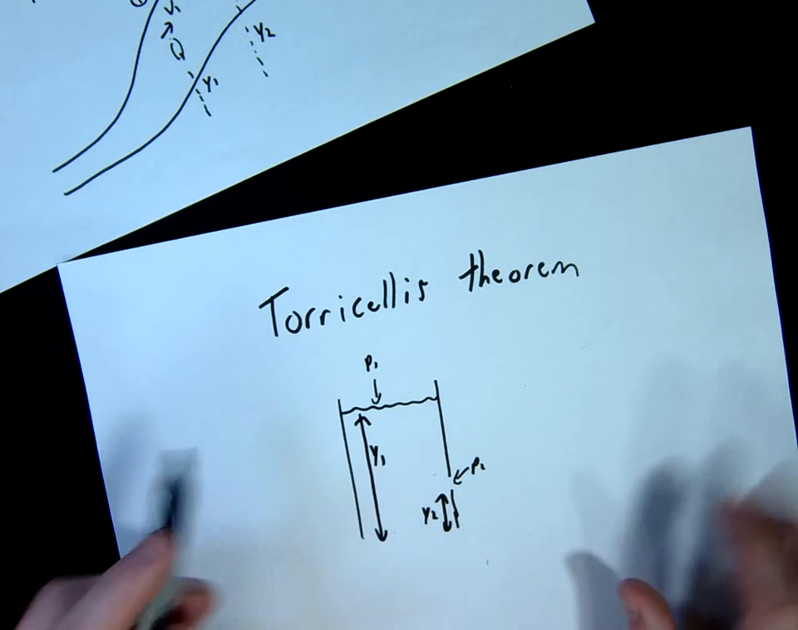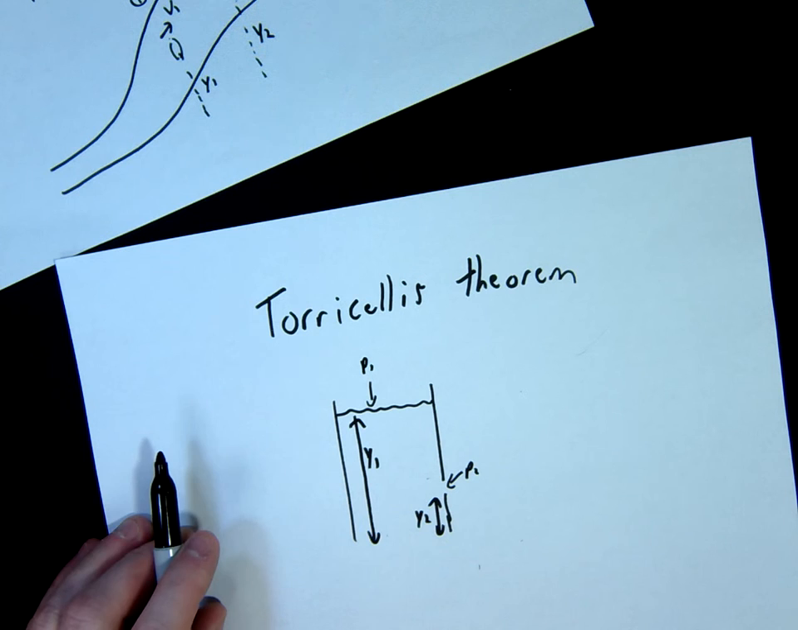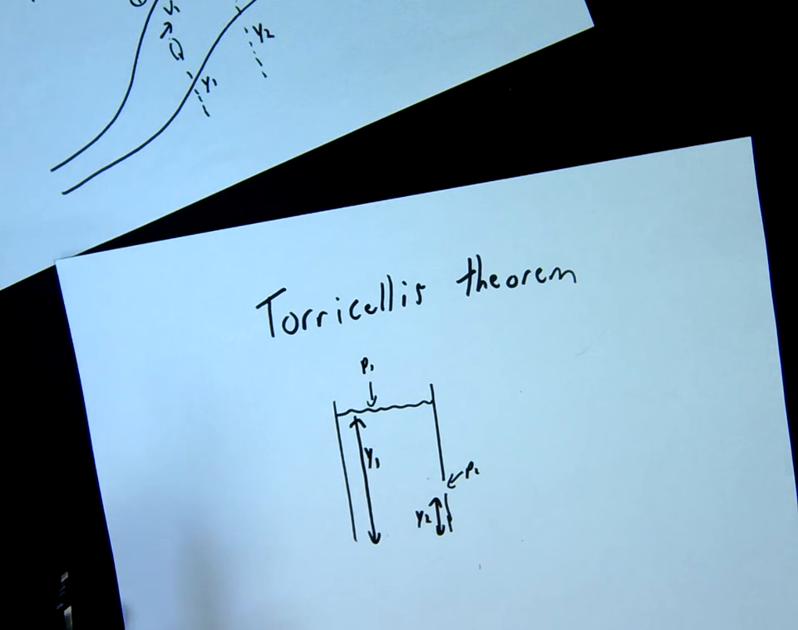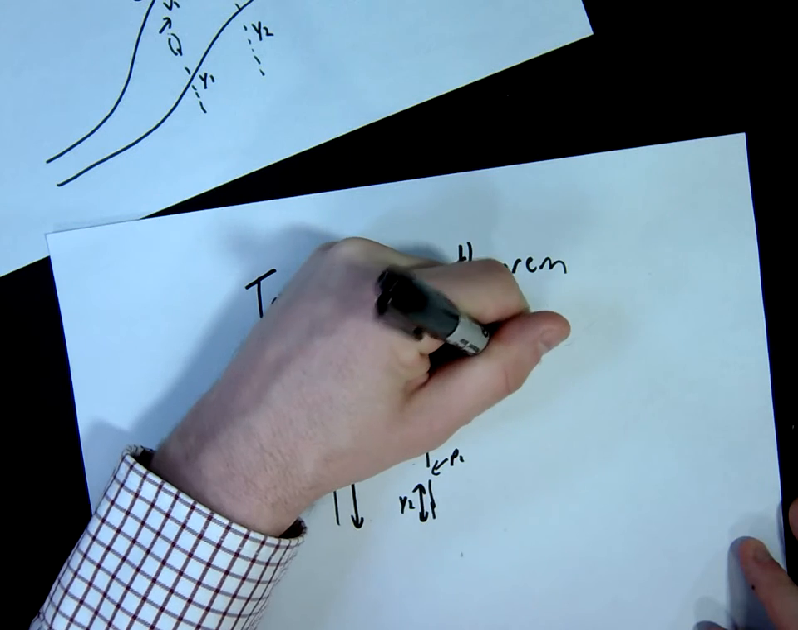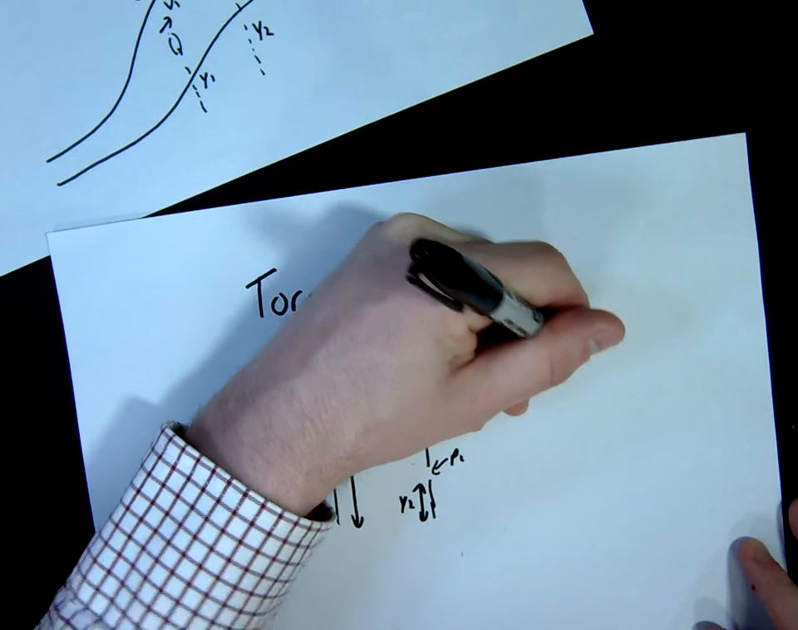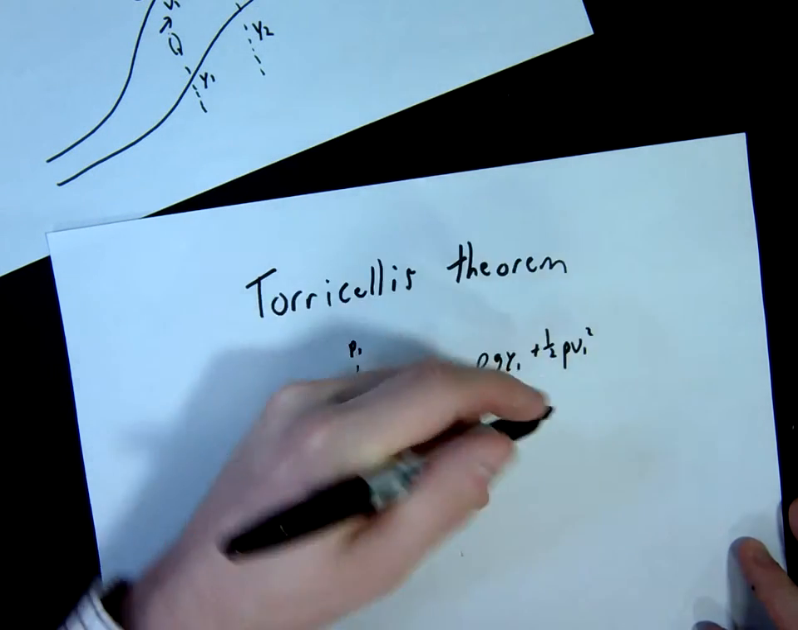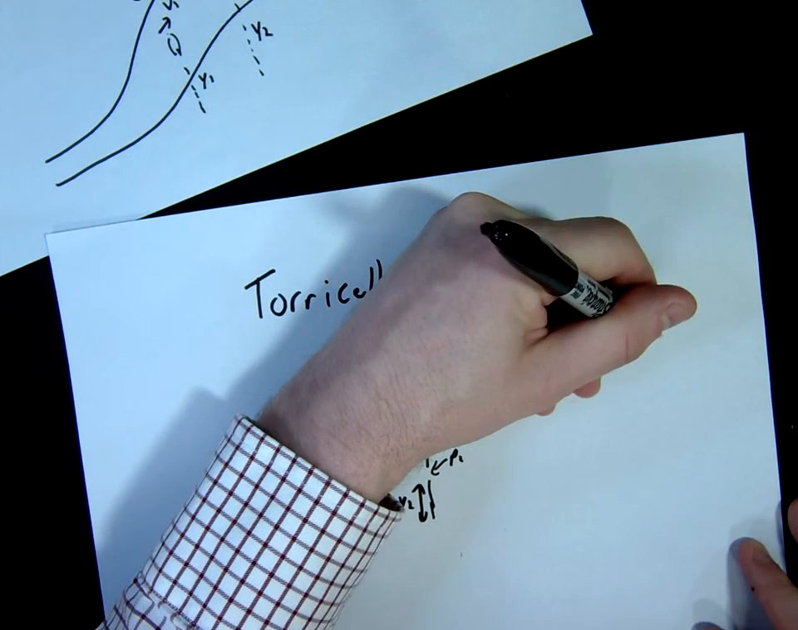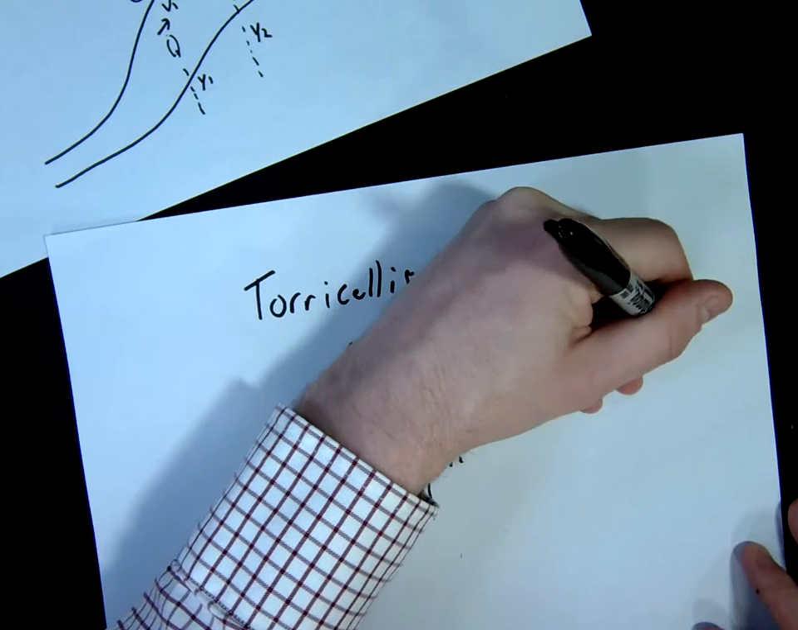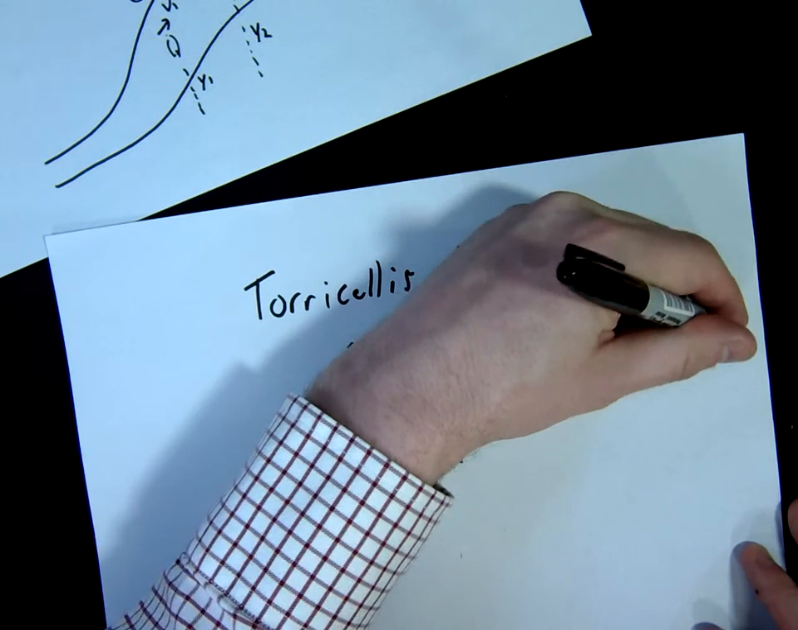So we can eliminate those from our equation. And if we eliminate those from our equation, we get rho g y1 plus a half rho v1 squared, again that's the speed at this point, is equal to rho g y2 plus a half rho v2 squared.